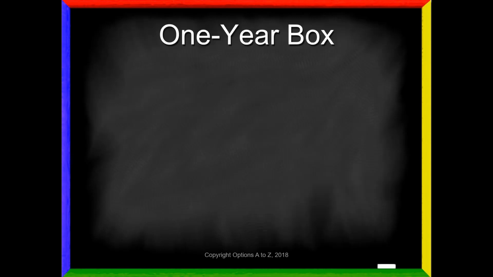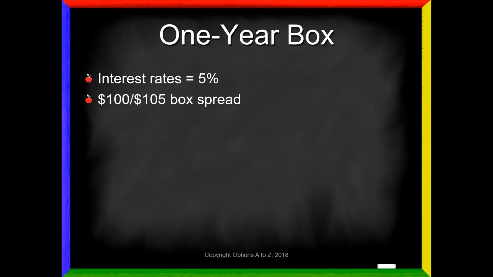So to keep the math easy, let's say that we have a one-year box and interest rates are 5%. If you buy the 100-105 box spread, theoretically, it's worth $4.76. We're going to take that $5 maturity value divided by 1.05, worth $4.76. So if the call spread was trading for 3, I know that the put spread is theoretically worth $1.76.